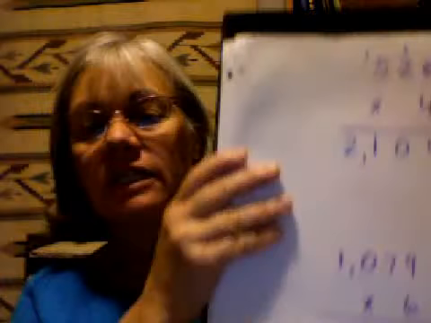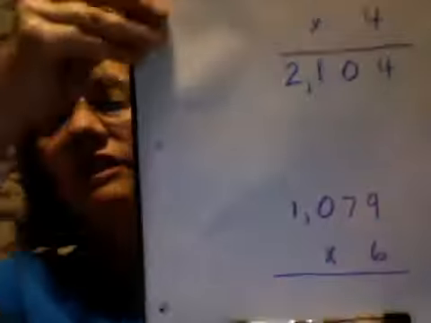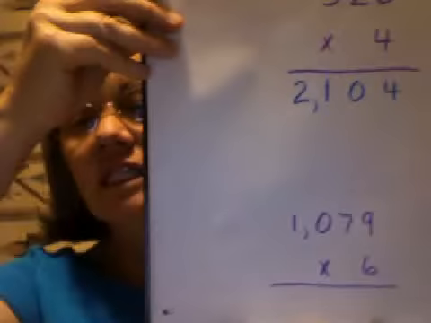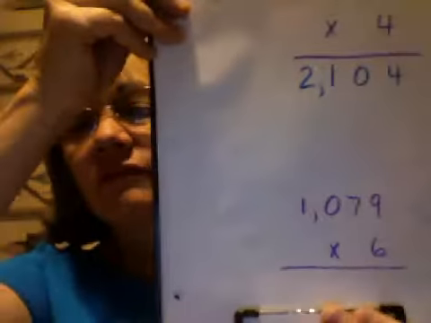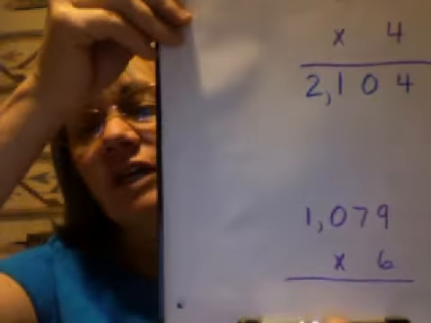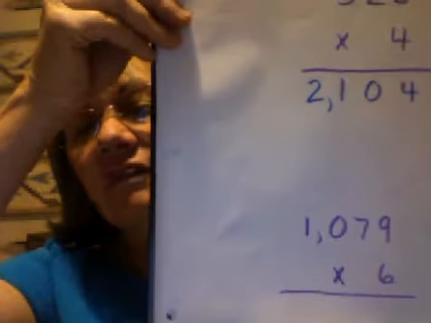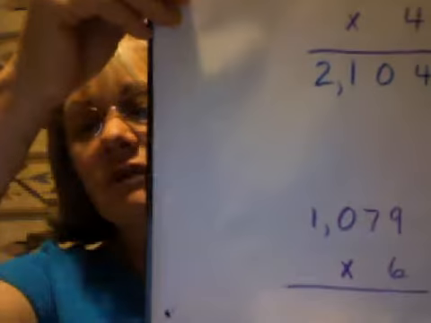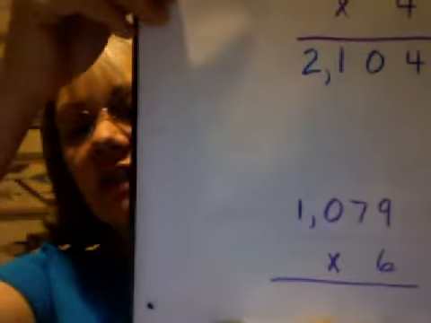Our next example will be 1079 multiplied by 6. We start with the ones column. I'll have you go ahead and pause the video now. Finish this example, and in a moment we'll take a look at the answer together.